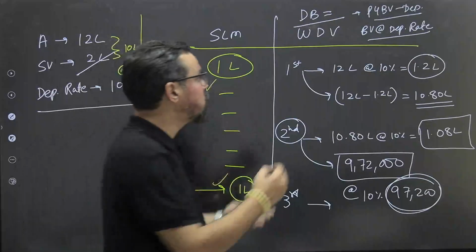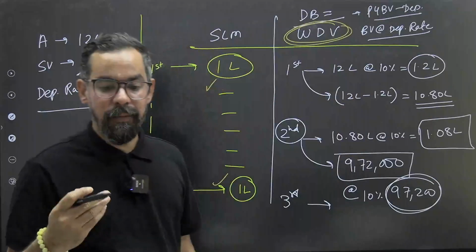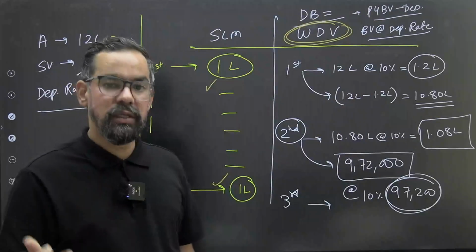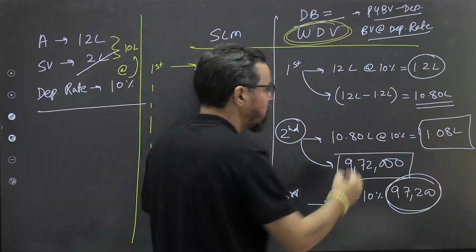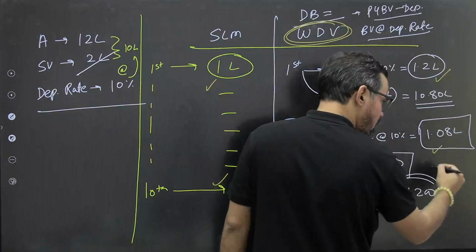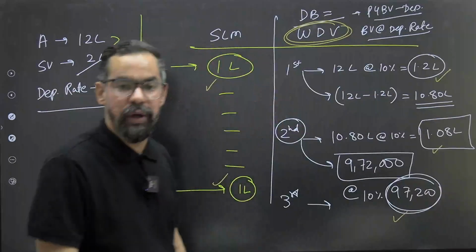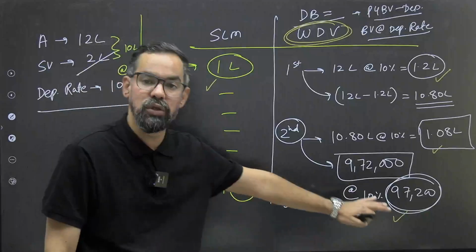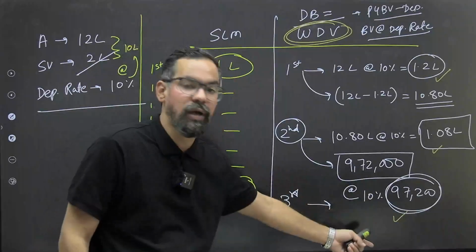But when it comes to written down value method, initially that machine or asset gives the higher output, so the depreciation amount charged will be higher, 1.2 lakh. Then it will gradually come down, 1.08 lakhs and 97,200. If you calculate depreciation for the fourth year, obviously it will come down further, right?